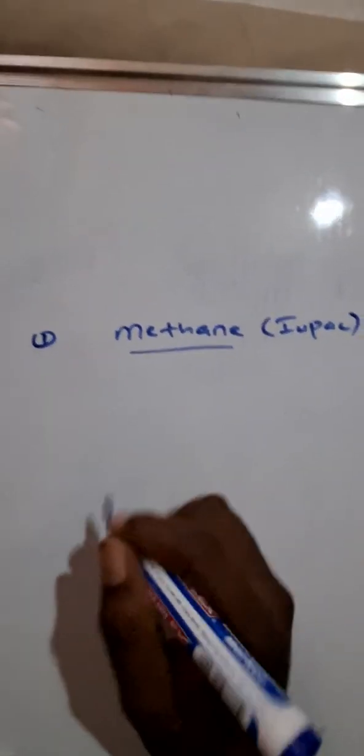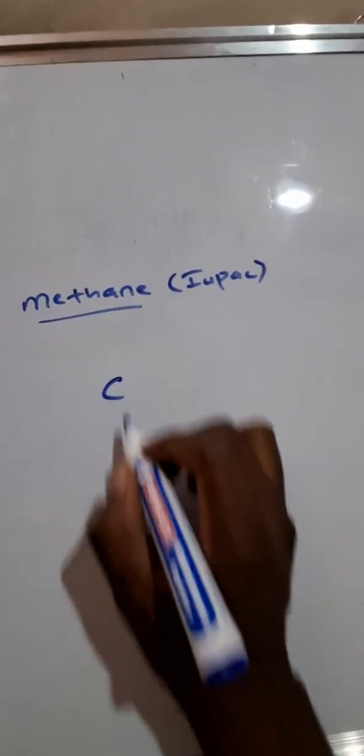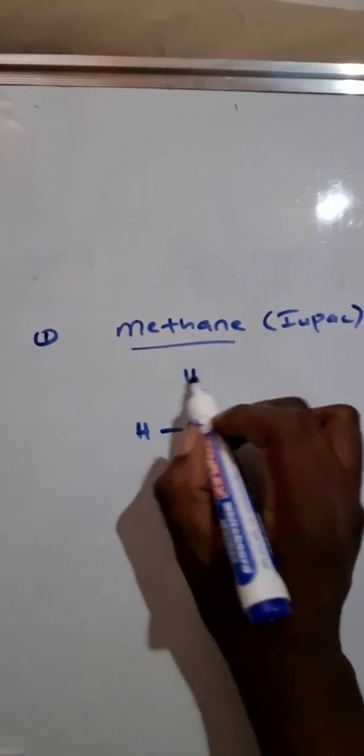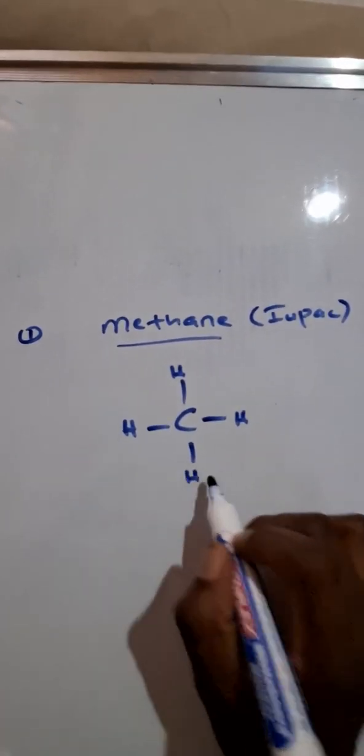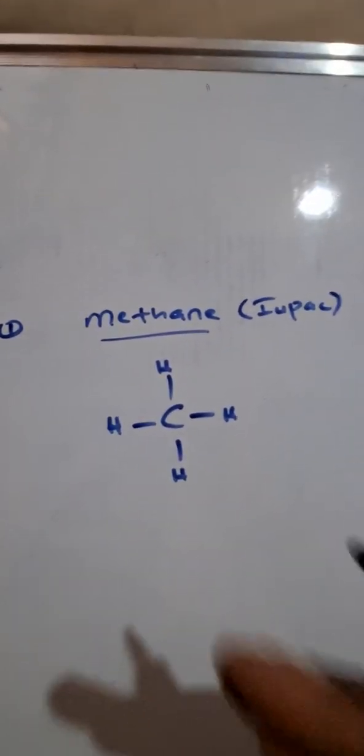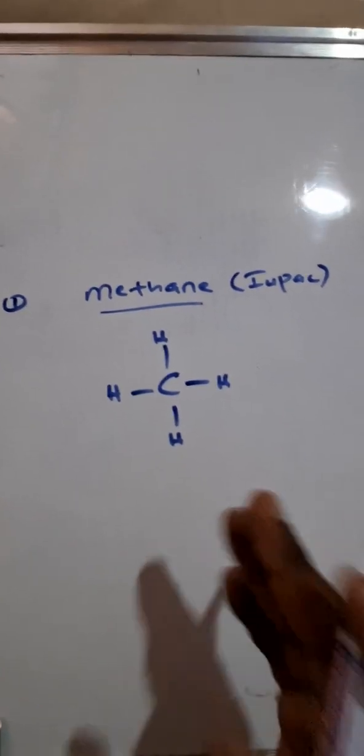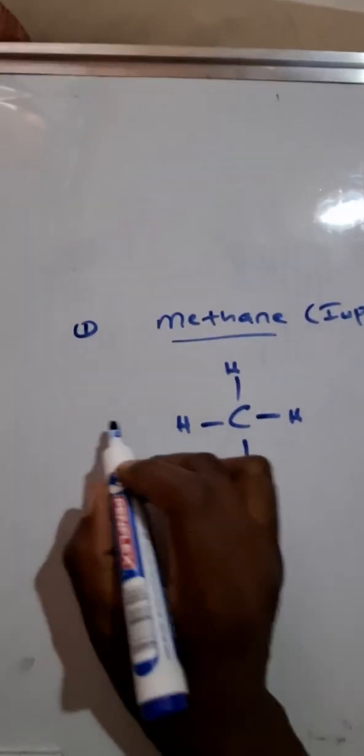2, we need to be able to draw the structure. The structure of this must be 1 carbon surrounded by how many bonds? I said 4. So it will be 1, 2, 3, 4. Because we said it's a hydrocarbon, meaning it's carbon bonded with hydrogen only. So this will be the structure of methane. This is number 2.